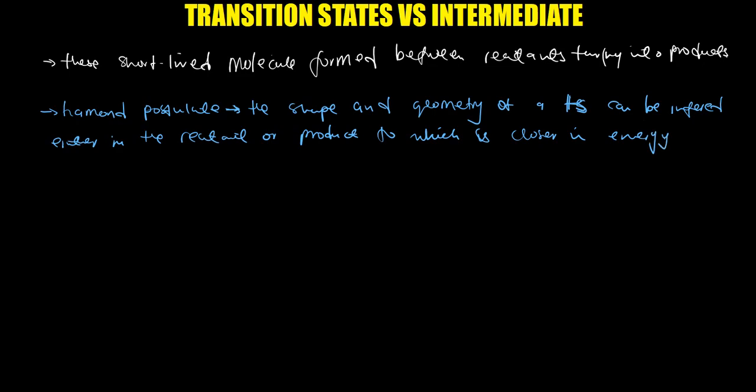All right, so we can infer the shape and geometry of the transition state using the reactant or product to which it is closer in energy. That's what Hammond's postulate is about. Another principle that we can find is what we call microscopic reversibility. Pay attention to this: microscopic reversibility.